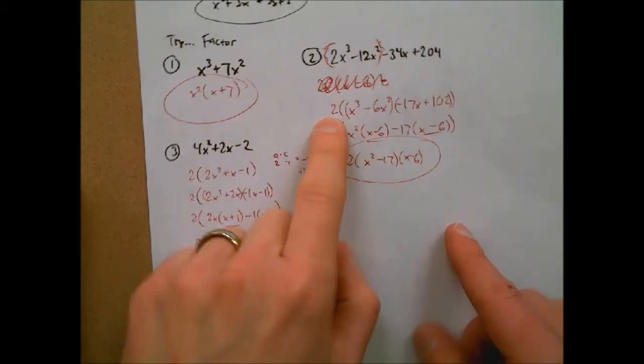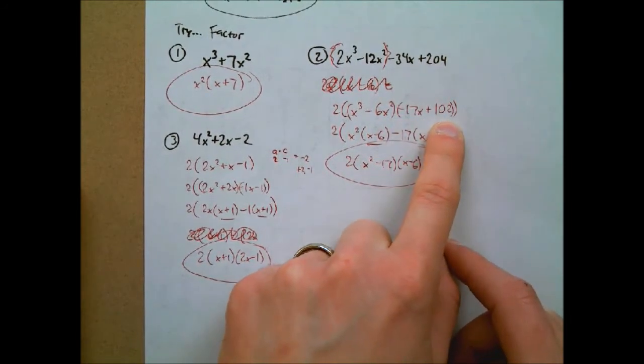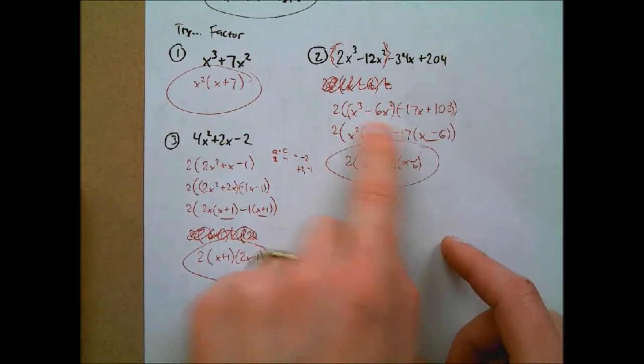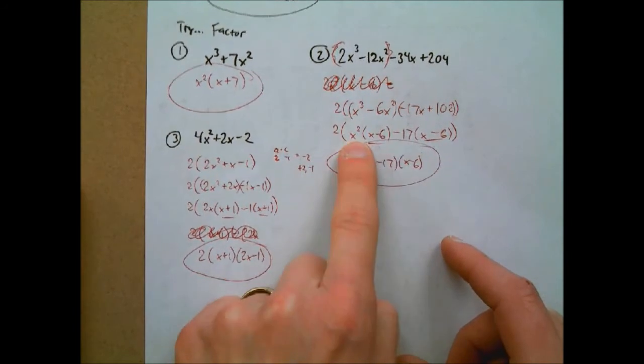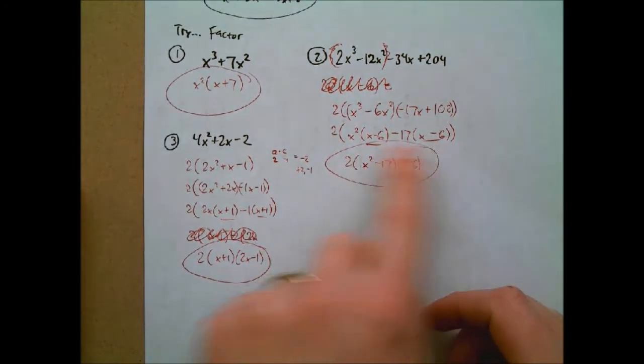And that left me with x cubed minus 6x squared minus 17x plus 102. And then I grouped. From the first group, I took out an x squared. From the second group, I took out a minus 17. And it left me with an x minus 6 that was in common to both. And so there it is, fully factored.